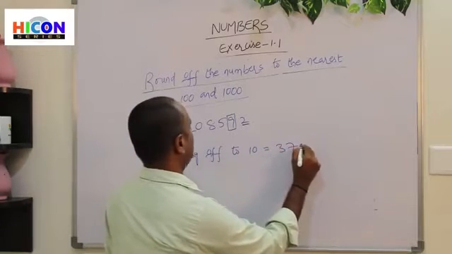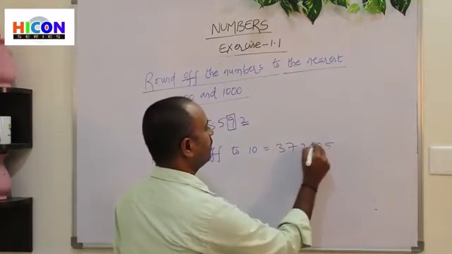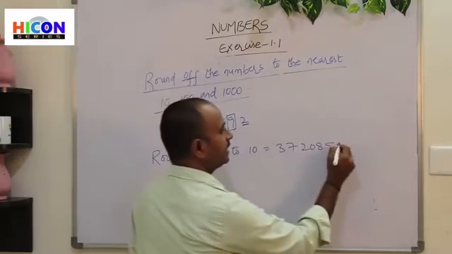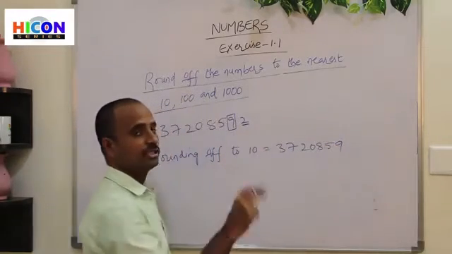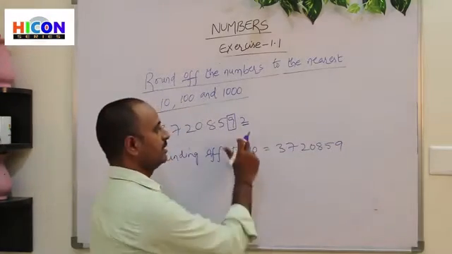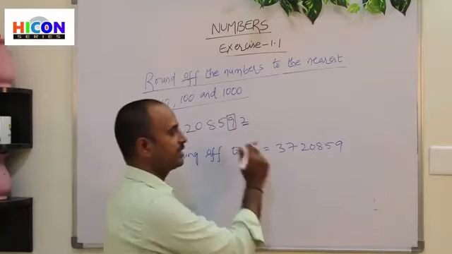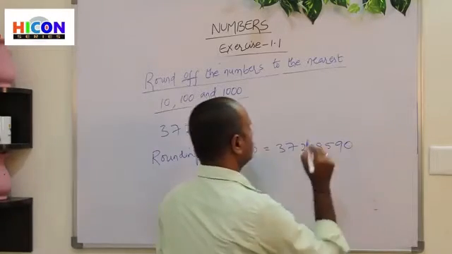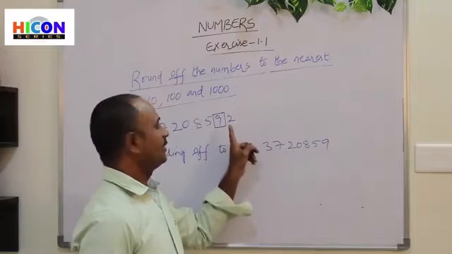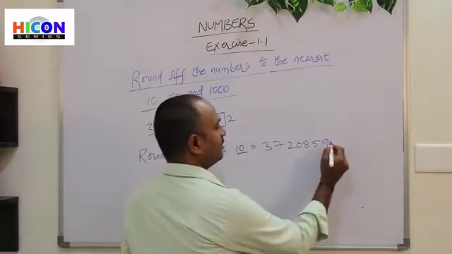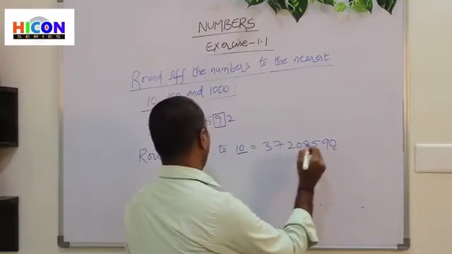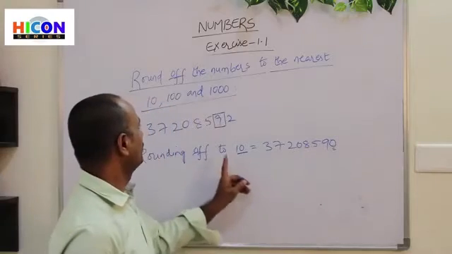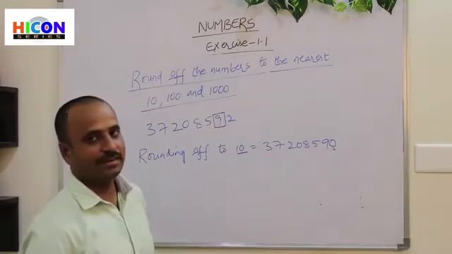That means 3, 7, 2, 0, 8, 5, and keep the same tens, that is 9, and put 0 for the remaining digits. There is only one digit after the tens place, so put 0 for the next digit present in the ones place. So children, this is the number which is rounded off to the nearest 10.